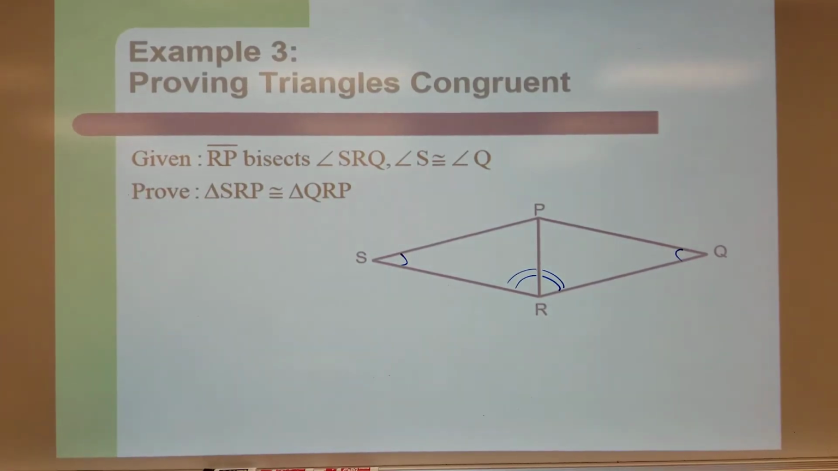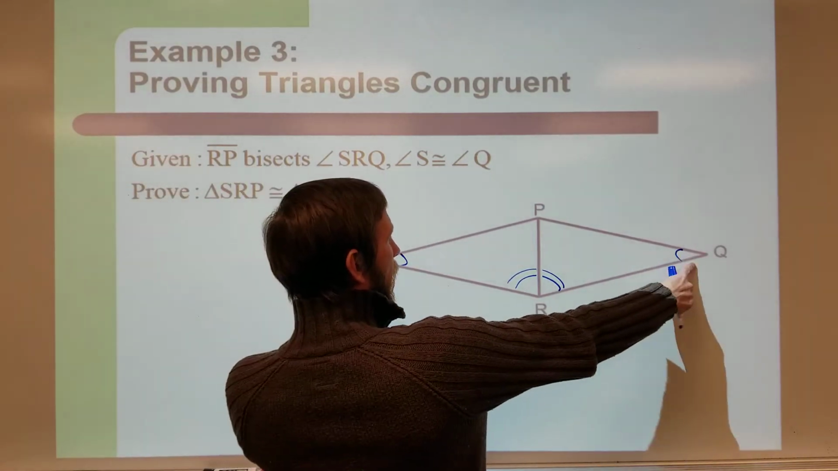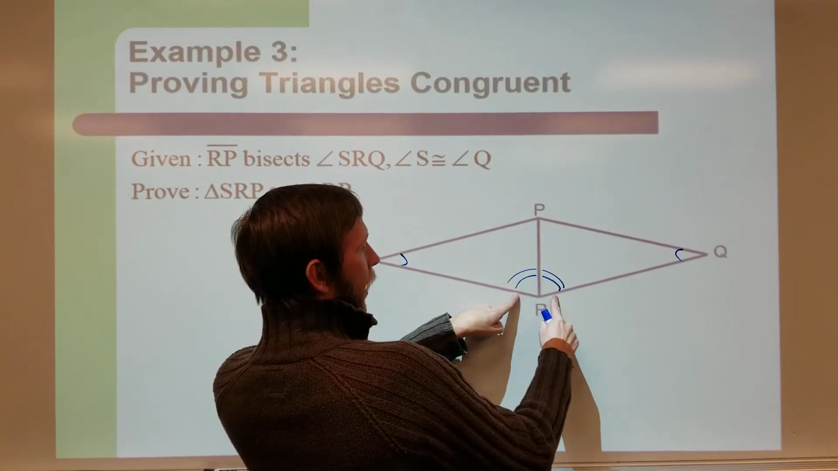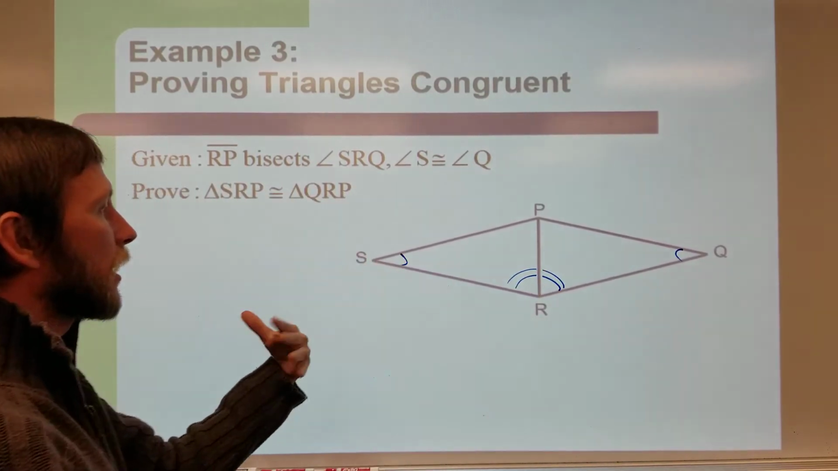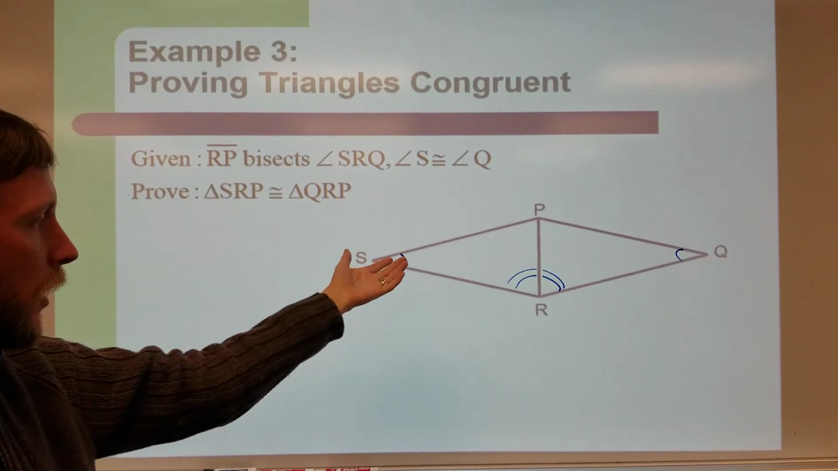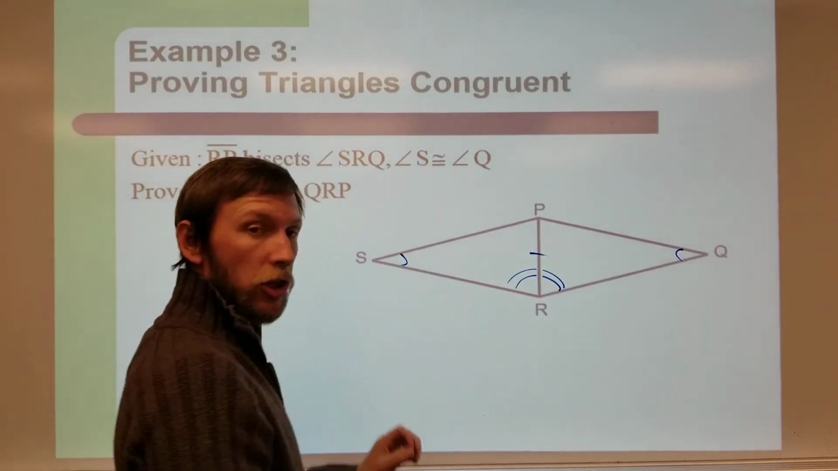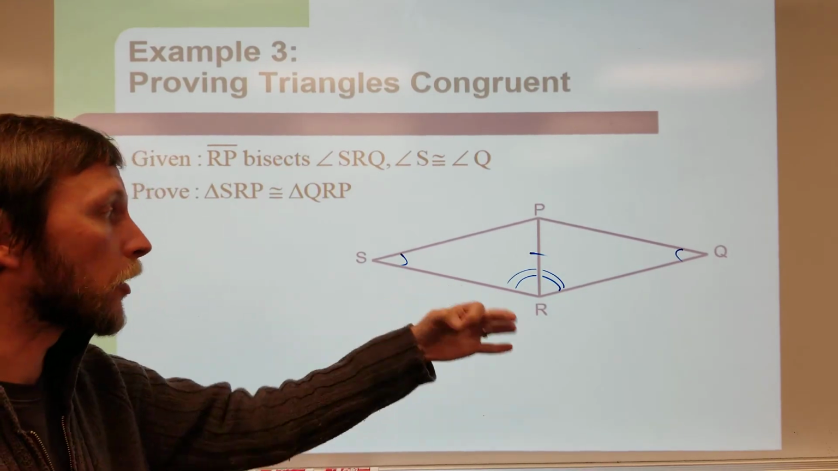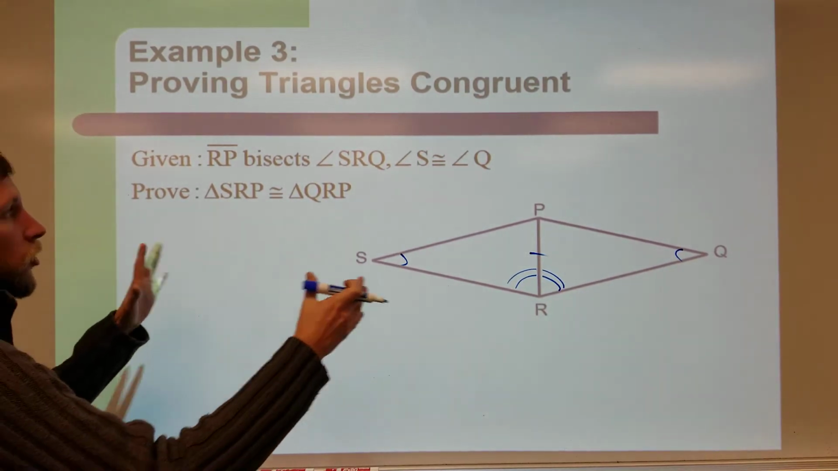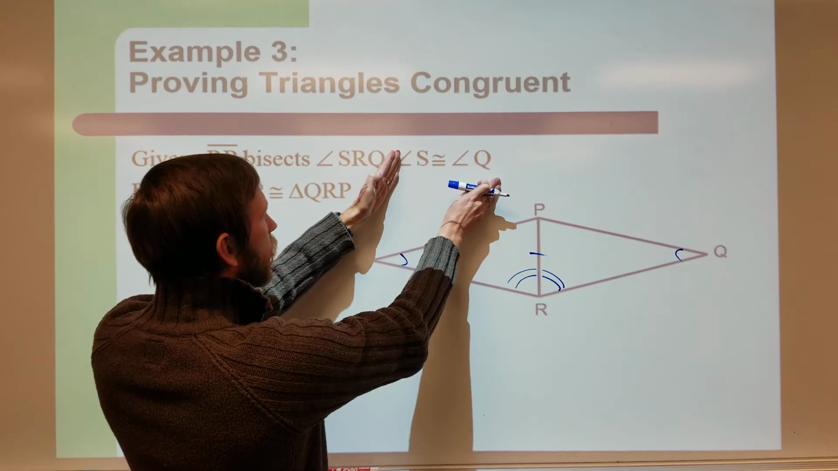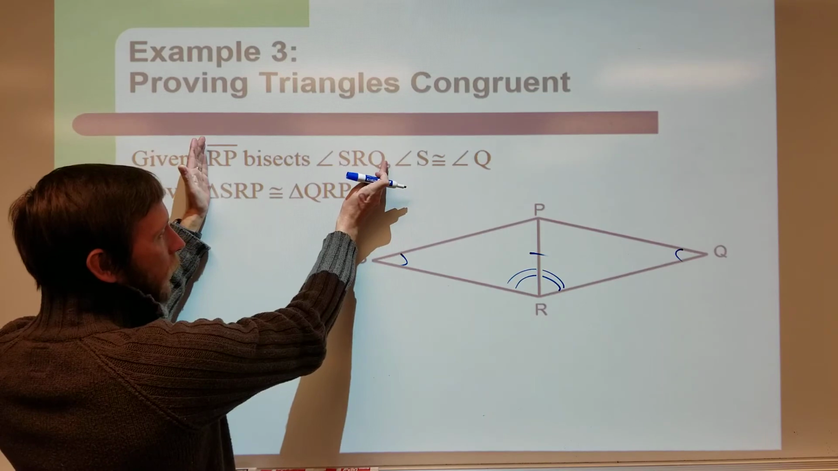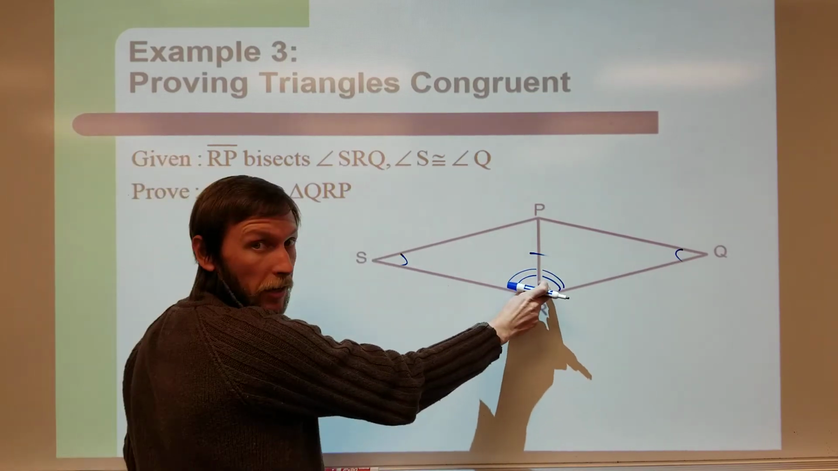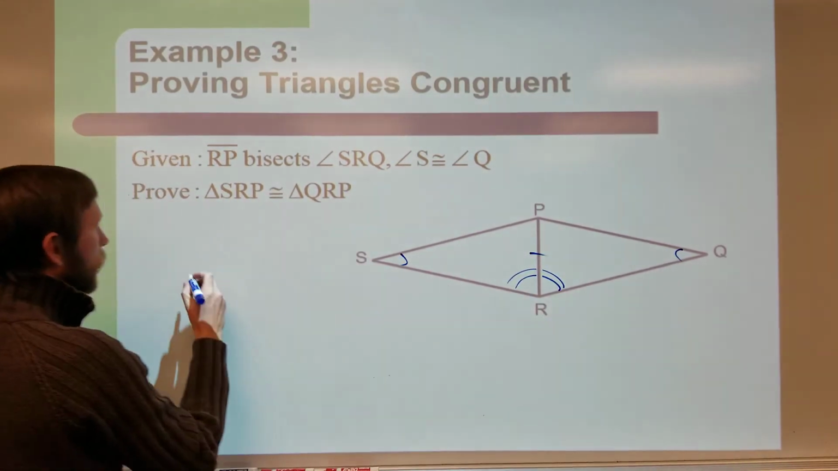We need to have a corresponding non-included side. There is nothing in this picture that leads me to believe that SP is congruent to QP, but I can say that RP is congruent to itself, again, by the reflexive property of congruence. So what we're going to do is structure this by saying this pair of angles is congruent. I then want to say that these angles are congruent, but I have to restate this given information so that I can say that these angles are congruent by the definition of bisect. And then I will say that RP is congruent to itself.